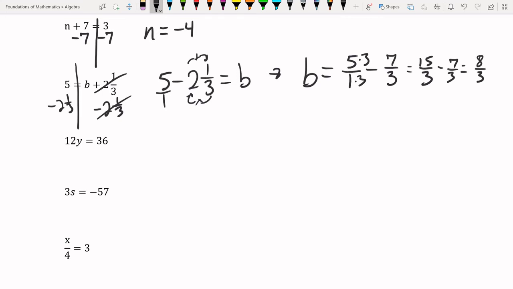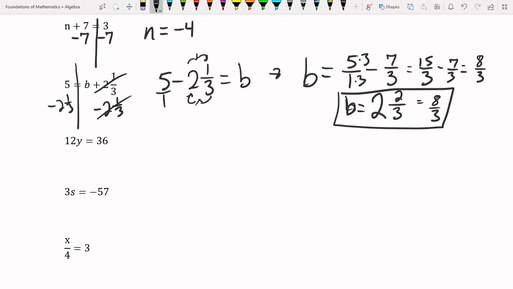And since we started with mixed numbers, maybe we should finish with mixed numbers. 3 can go into 8 2 times. So b equals 2. 3 times 2 is 6. 8 minus 6 is 2. So we have 2 and 2 thirds. You can always check your work. 3 times 2 is 6. 6 plus 2 is 8. So this is also the same thing as 8 thirds.